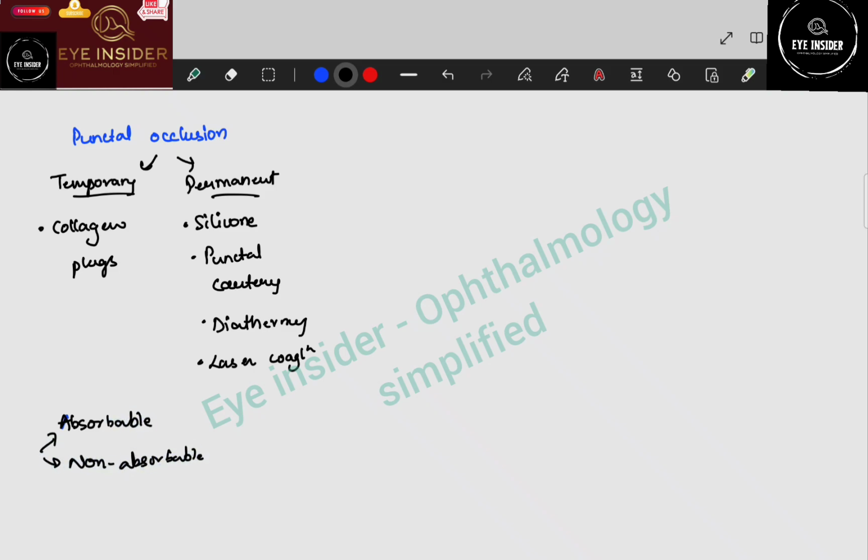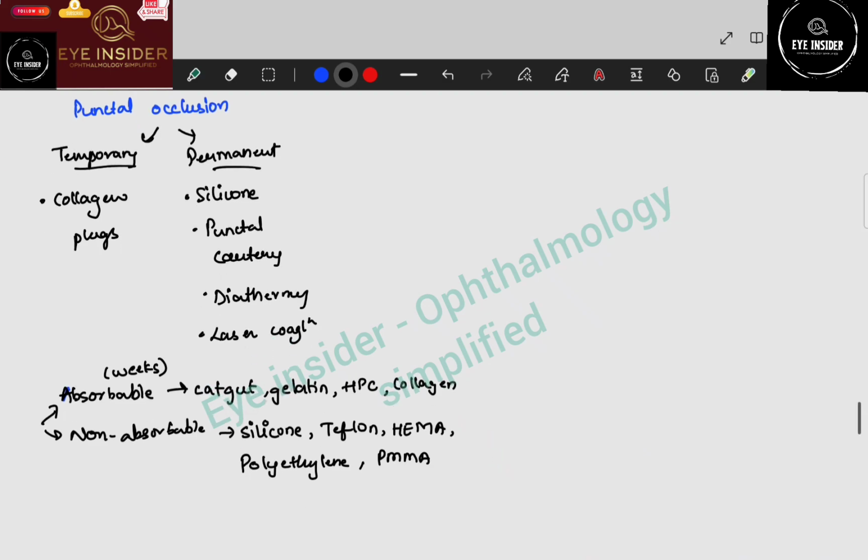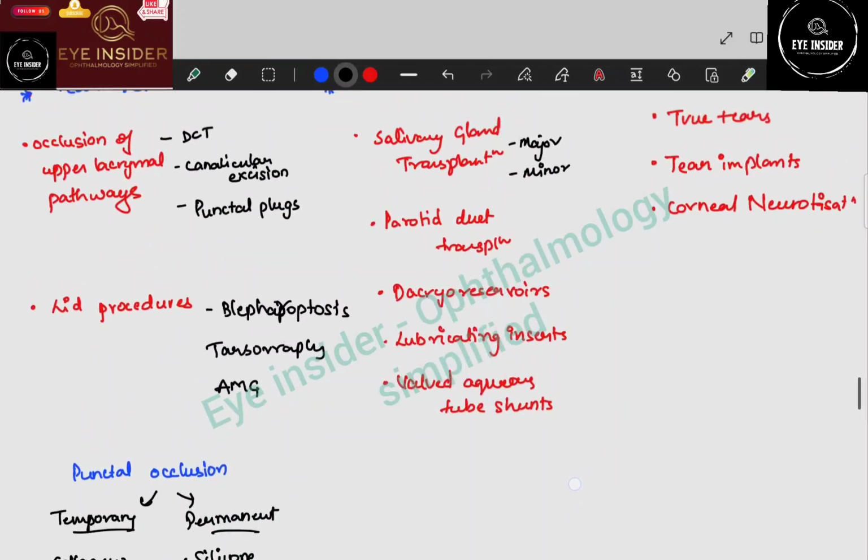We can also divide it into absorbable or non-absorbable. In the absorbable ones, we can use catgut, gelatin, HPC, and collagen. These are used when the occlusion is required just for weeks, whereas non-absorbable ones include silicone, Teflon, hydroxyethyl methacrylate, polyethylene, and PMMA. So they have their effect for a longer period. Okay, so this was regarding the surgical management.